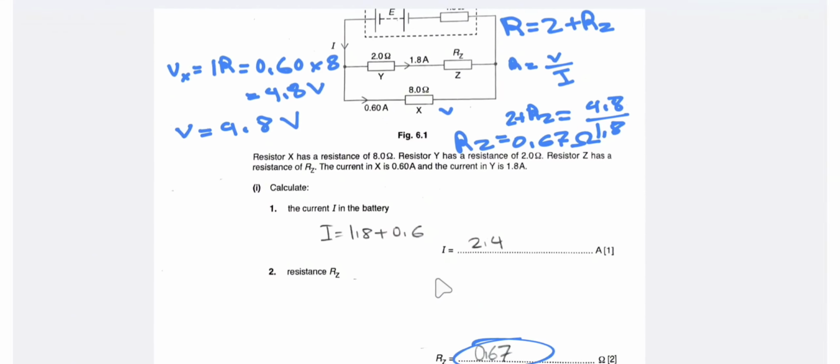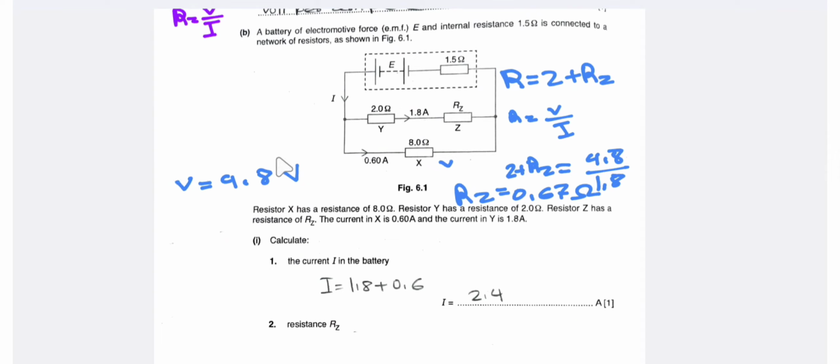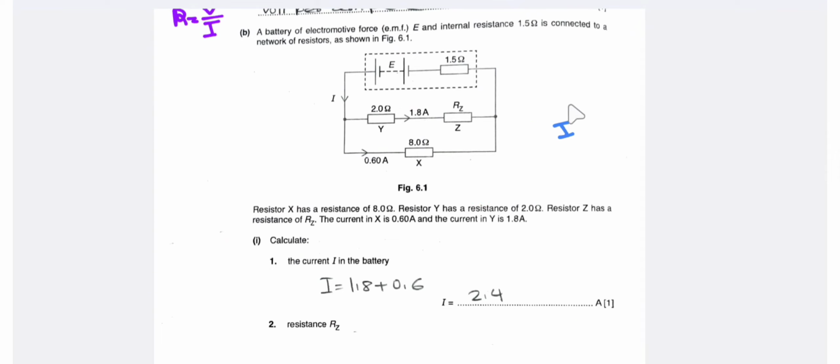So for EMF, we know that in a parallel combination the voltage is the same. The voltage that we have calculated is 4.8. Now we add to this voltage the voltage across the internal resistance. So what is the voltage across the internal resistance? It is current into resistance. The resistance is 1.5 ohm. And what is the value of the current?